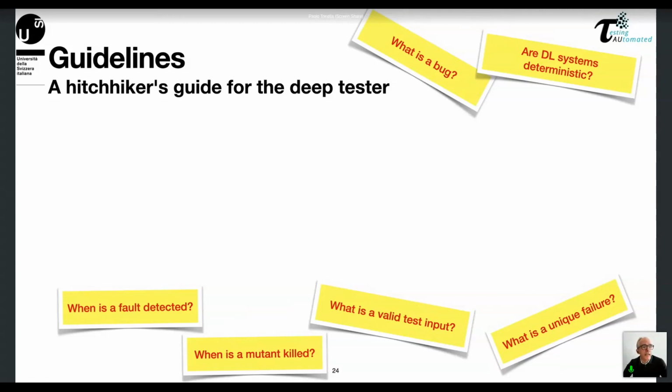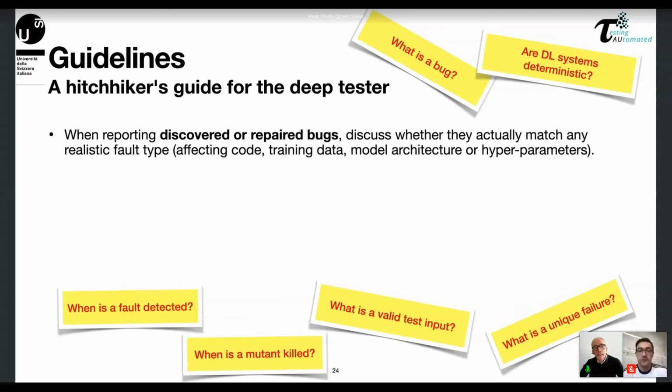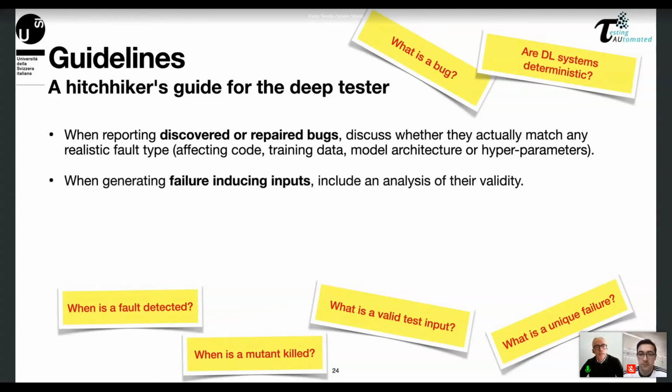So I would like to end my keynote with a positive message, which is a set of guidelines for the deep tester. And the first one is being careful when discovering or even repairing bugs, because we care about bugs only if these are not already part of the contract, are really new conditions that were unknown before that produce a misprediction.